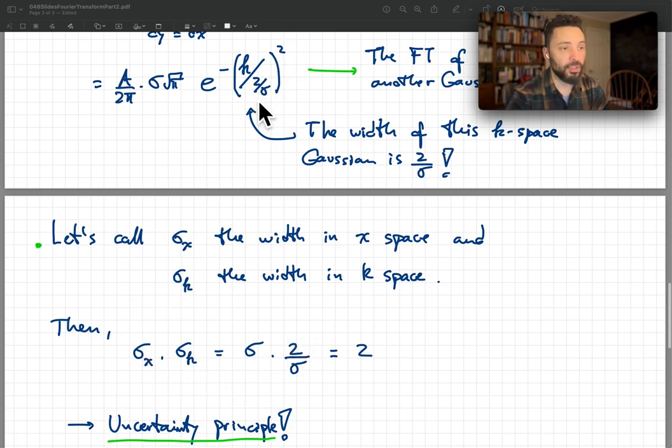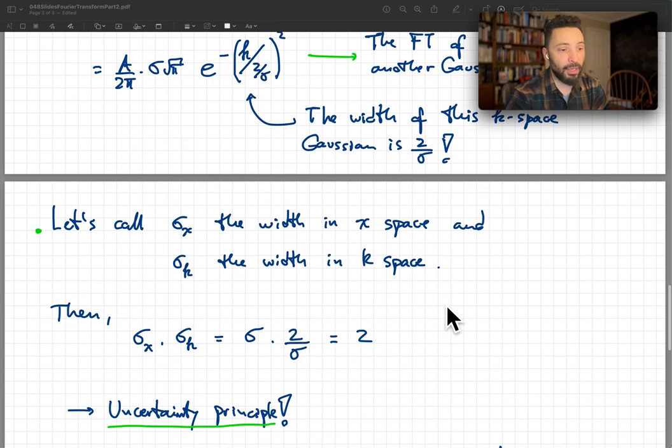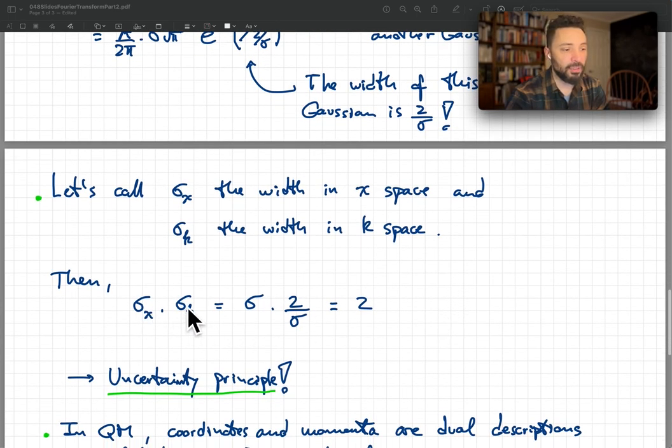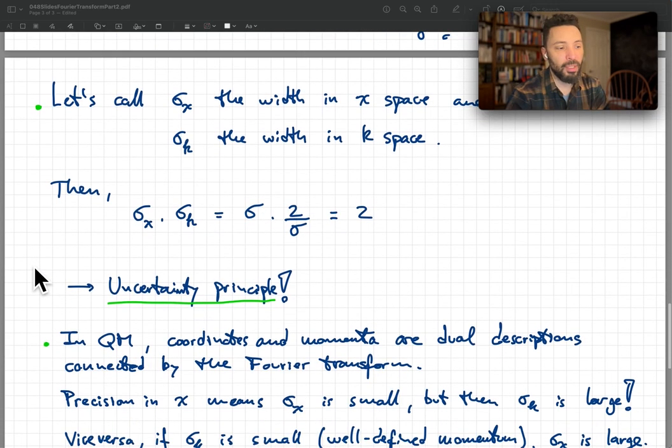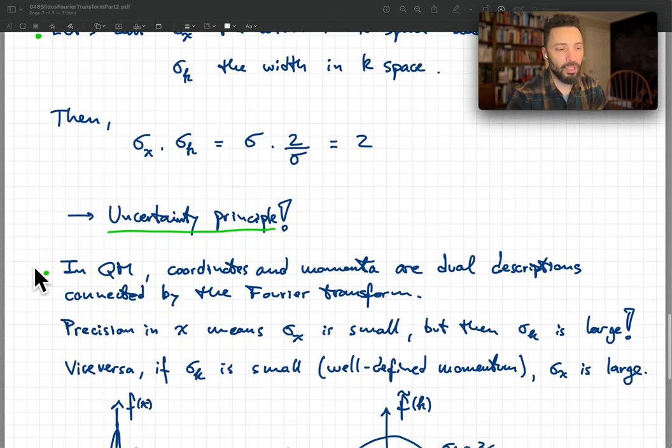Okay, so this object here, 2 over sigma, is the width of the Gaussian in k space. And it turns out that the product of the two is always just 2, completely independent of the width of the original Gaussian. So the product of the widths in x space and k space is just 2. And that's always true. This is what's connected to the uncertainty principle in quantum mechanics that I was referring to in the previous video.